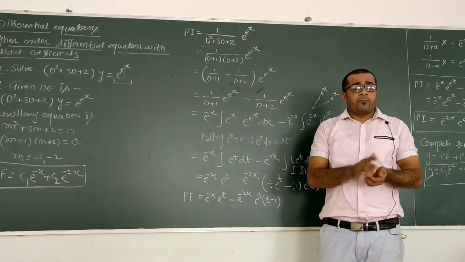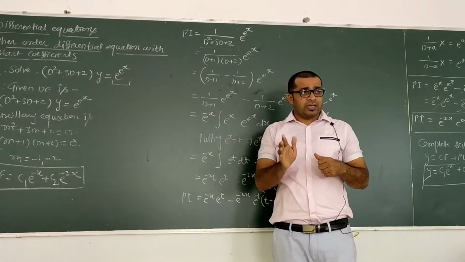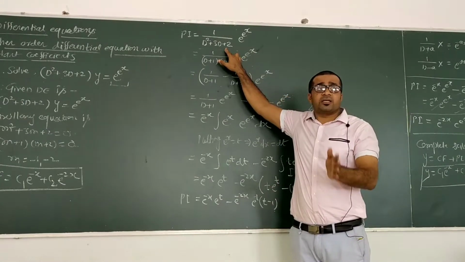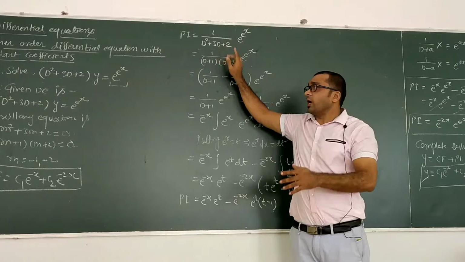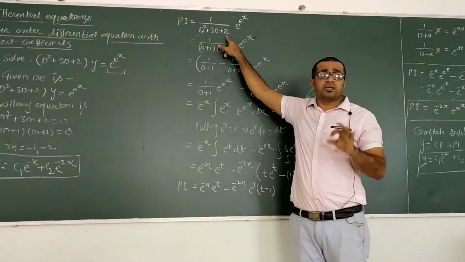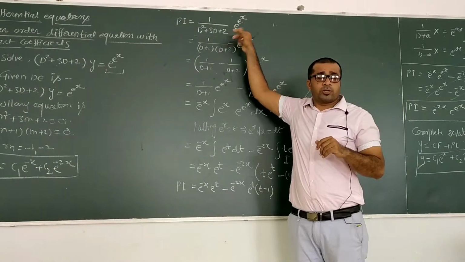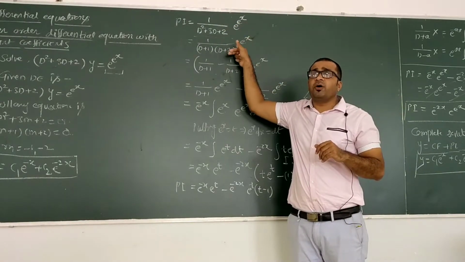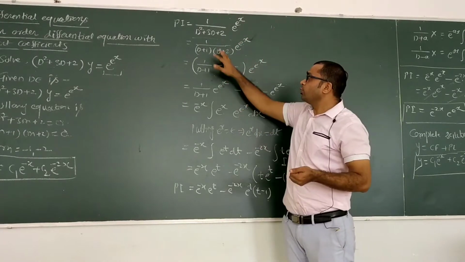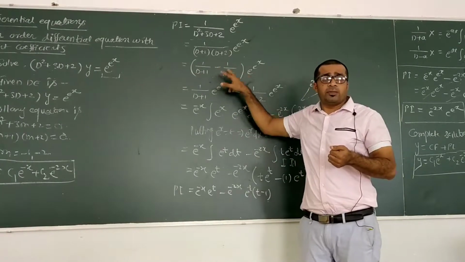And one more thing, partial fraction is not possible for all fractions. There is a condition that the degree of numerator is strictly less than the degree of denominator. So here the degree of denominator is 2. Degree of numerator is 0, D to the power 0 is there. So the degree of numerator is strictly less than the degree of denominator. So we can do the partial fraction. Okay, so I just write down this quantity as 1 upon D plus 1 minus 1 upon D plus 2.